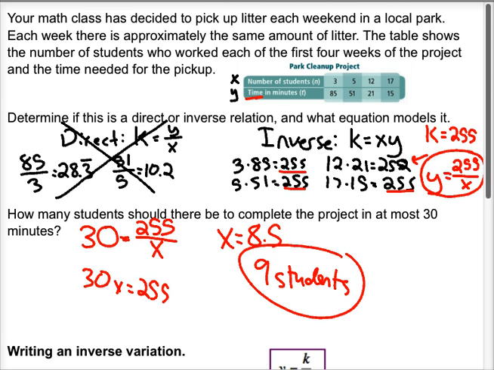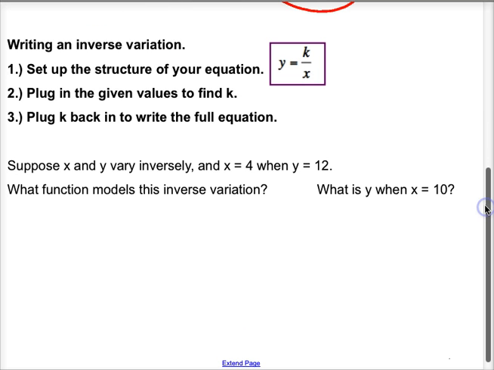All right. So let's keep moving. One of the big things is writing inverse variation equations. We've already been practicing this, but to keep the practice going, I've set up some step-by-steps for us. First, you want to set up the structure of your equation. Here, we're talking about inverse. Each of these is inverse, so we're going to be using y equals k divided by x. We want to plug in the given values to find k, and then plug k back in to write the true equation. So let's take a look at this first example.